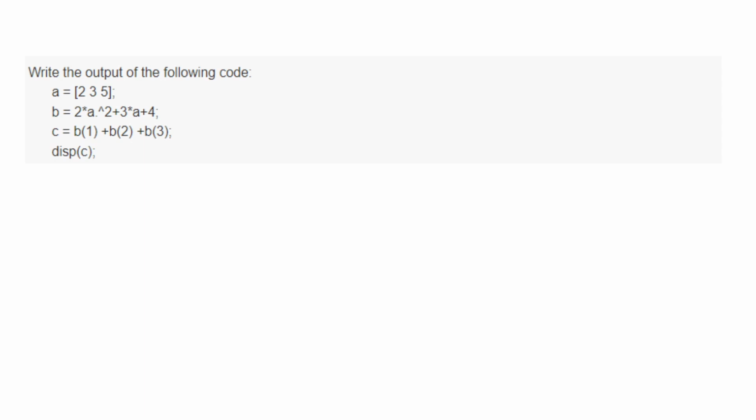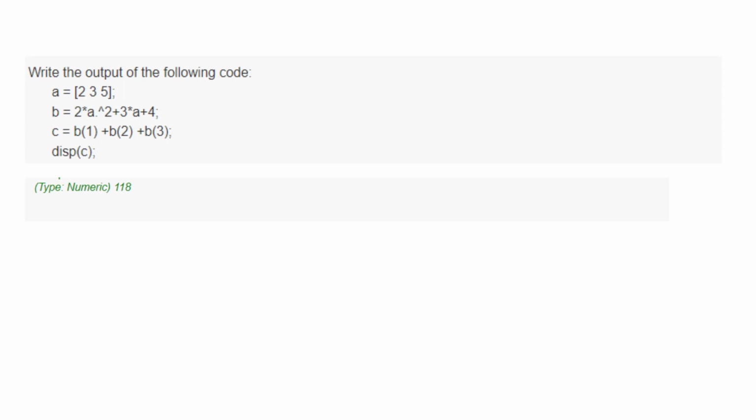Okay, so let's look at the solution. As I said, the expression of b is 2a squared plus 3a plus 4. When you calculate b1, it is the value of b corresponding to the first value of a. Similarly, b2 is the value of b corresponding to the second, and similarly the third.